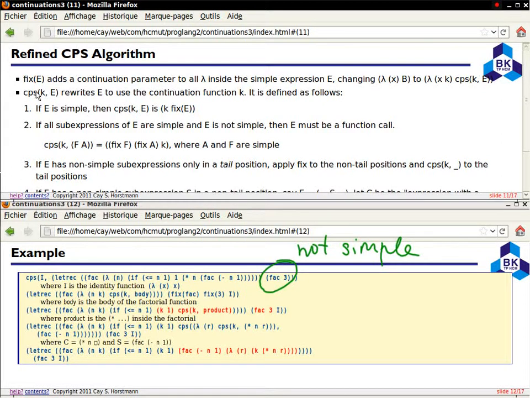So it says now I should apply fix to the non-tail positions and CPS to the tail positions. So I guess what it says is I'm supposed to apply fix to factorial. Yeah, fix here and CPS inside here.